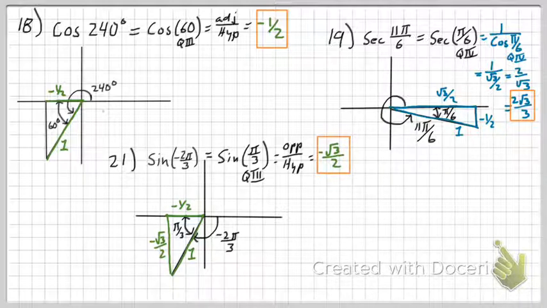Sine is opposite over hypotenuse. And if you're saying to yourself, well, isn't that just this y coordinate that I have on my unit circle? That is absolutely right. And that's why we designed the unit circle with the hypotenuse of 1. So I can just read the sine of the angle right there. Perfect.